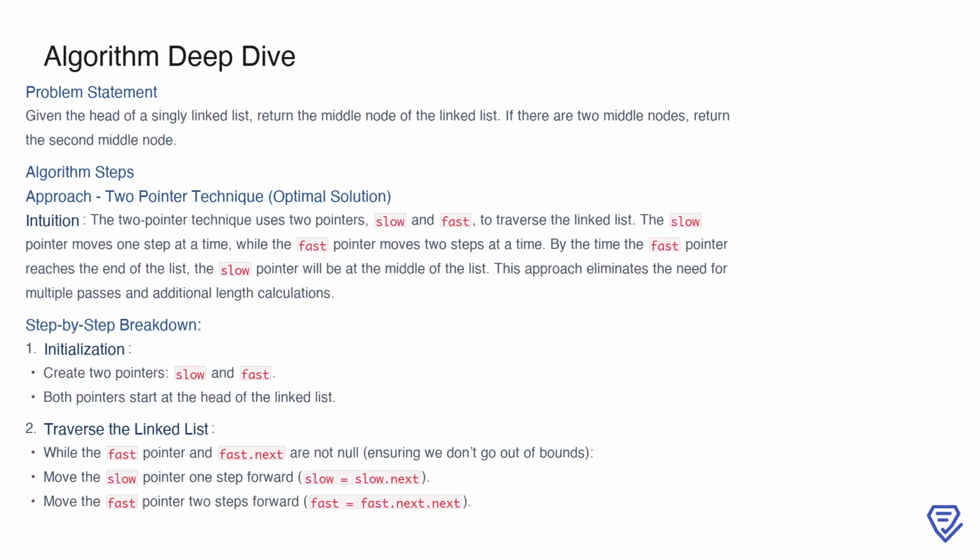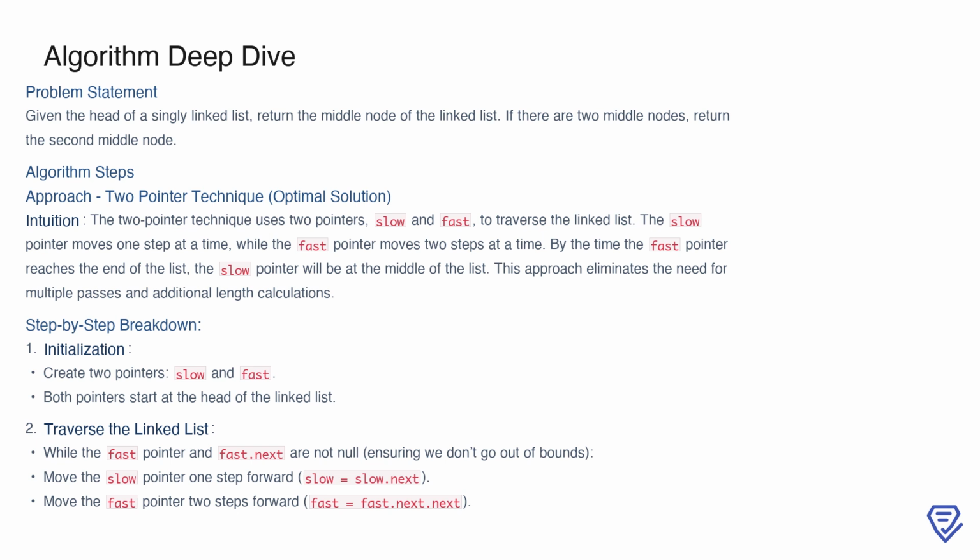To solve the problem of finding the middle node of a singly linked list, we use an efficient approach called the two-pointer technique. The intuition behind this method is to leverage two pointers, slow and fast, to traverse the linked list at different speeds. The slow pointer moves one step at a time, while the fast pointer moves two steps at a time. By the time the fast pointer reaches the end of the linked list, the slow pointer will be exactly at the middle. This eliminates the need for calculating the length of the list or making multiple passes, saving both time and space.